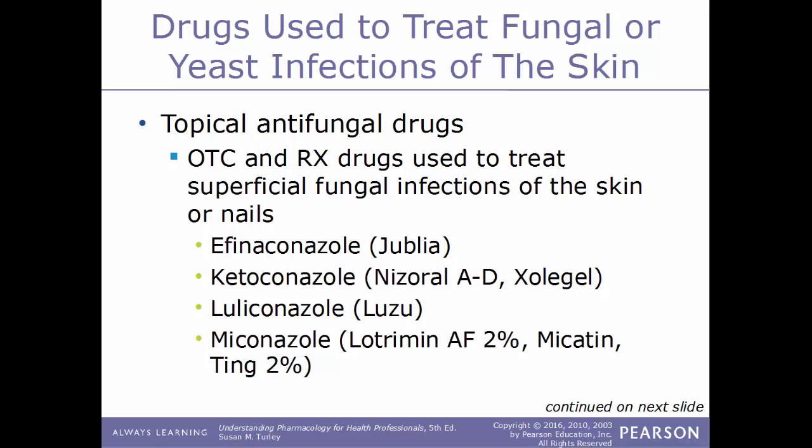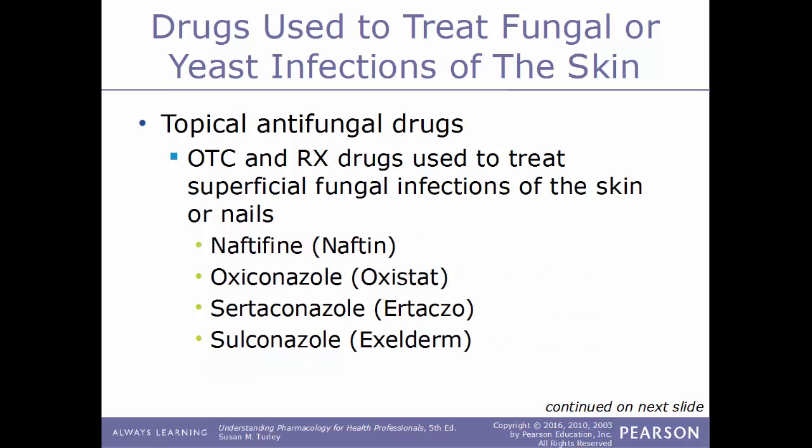Some other examples: efinaconazole, also known by the brand name Jublia, ketoconazole, known by the brand names Nizoral AD and Xolegel, luliconazole, also known by its brand name Luzu, and miconazole, known by the brand names Lotrimin AF 2%, Micatin, and Ting 2%. Other examples: naftifine, known by the brand name Naftin, oxiconazole, known by the brand name Oxistat, sertaconazole, known by the name Ertaczo, and sulconazole, known by the brand name Exelderm.